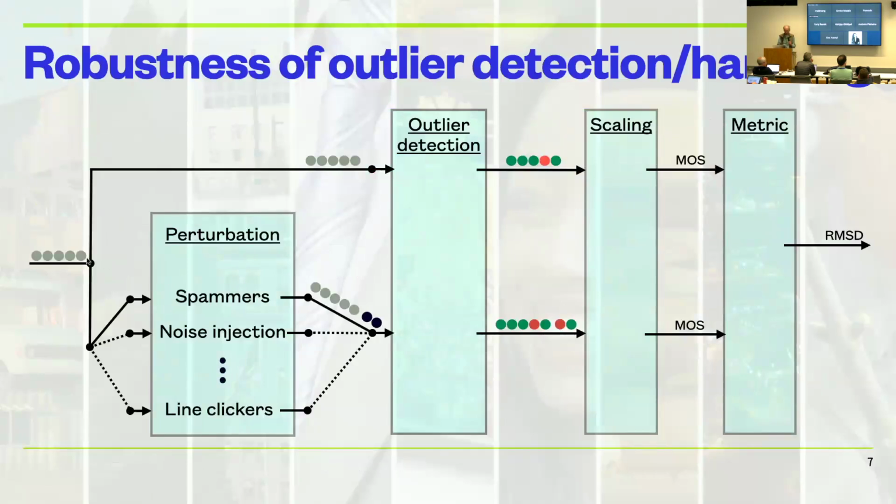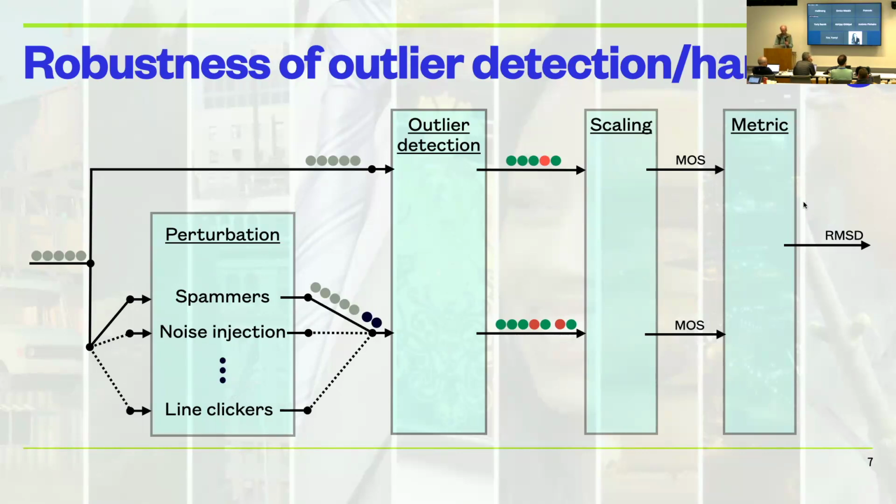So you have those subjects coming in, and you can just run the outlier detection, do the scaling, calculate the MOS. That's one trace through this. And then the other one would be to add spammers or to inject noise in there, or to add line clickers or whatever. There's many possibilities. And so in papers, they added spammers or a noise injection. So there's new data, new subjects, artificial subjects that are spammers. And then the outlier detection will have to detect those. And sometimes this works, sometimes it doesn't work so well.